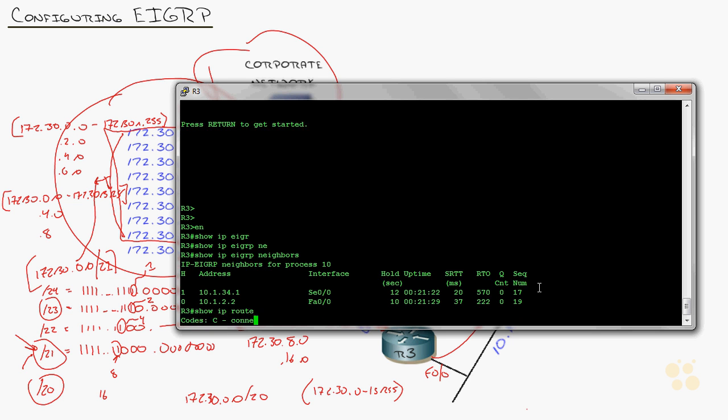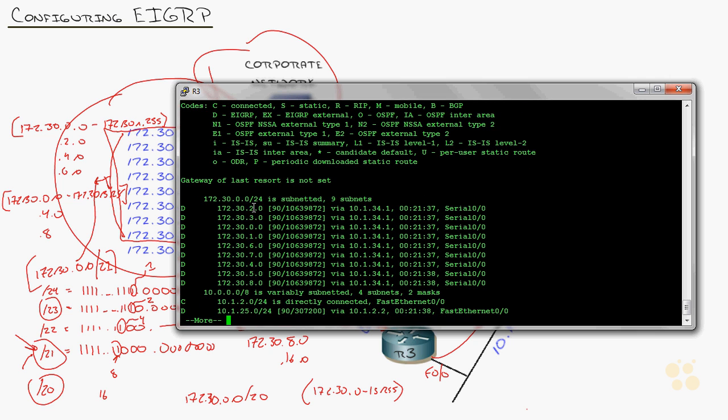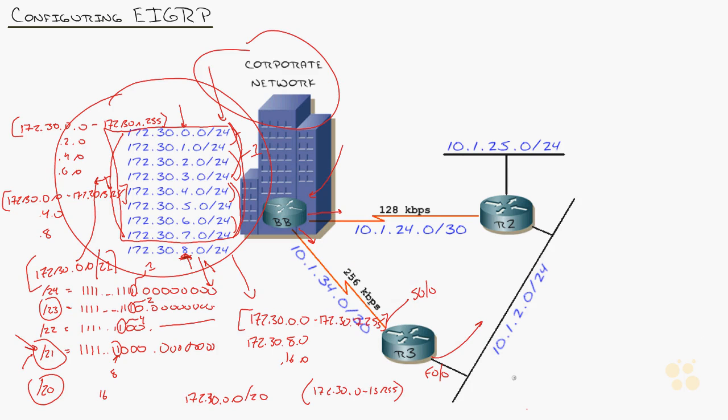I'll do a show ip route, and I see all of these individual routes going on here. And they're all going out serial 0/0, right? So all these specific routes are going out this direction, and that makes sense. That's what I'd like to see.